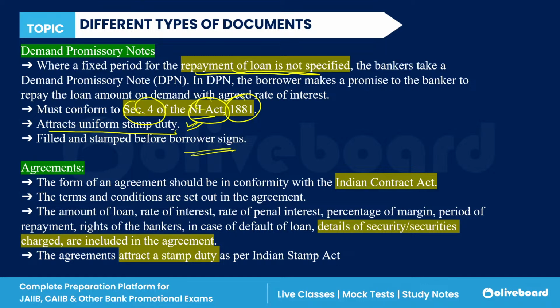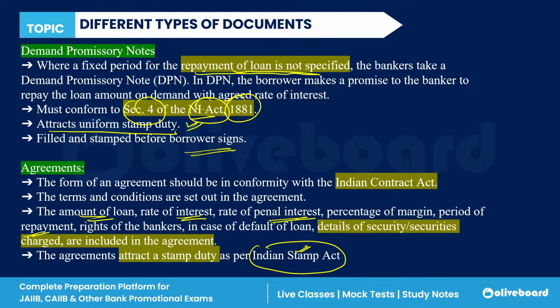The terms and conditions of the loan are specified in the agreement. Terms and conditions mean the amount of the loan, the rate of interest charged, the rate of penal interest, the percentage of margin, everything should be in this agreement. And this agreement attracts a stamp duty, and this stamp duty is as per the Indian Stamp Act.